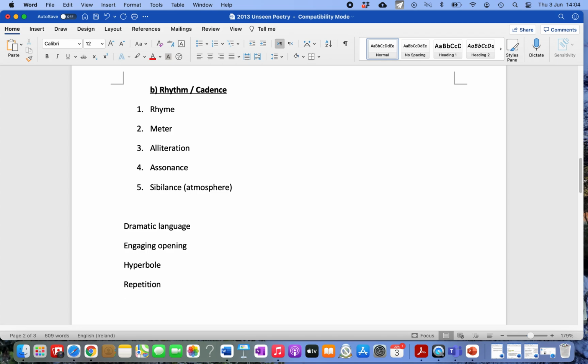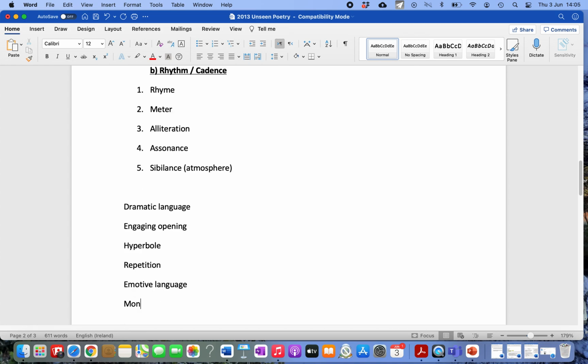Things like emotive language. Or even monosyllabic. We've seen it, haven't we, this year? How many poets on the prescribed course deliberately lapse into words of one syllable when they're trying to convey a particular point, or to be clear on something, or to discuss a topic which is maybe emotionally challenging or difficult. So these are all things you can look out for in a poem.